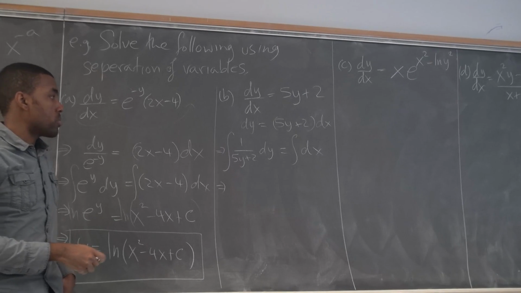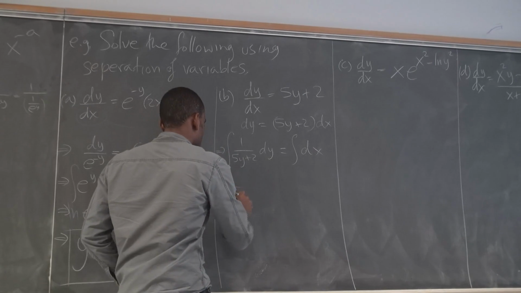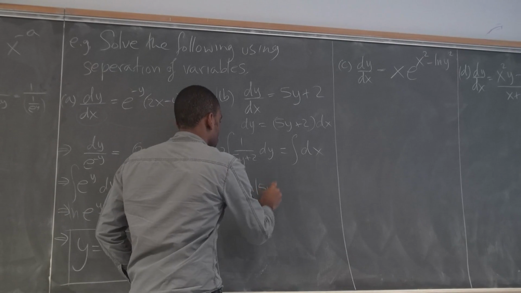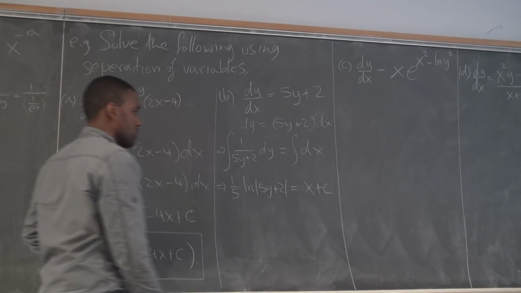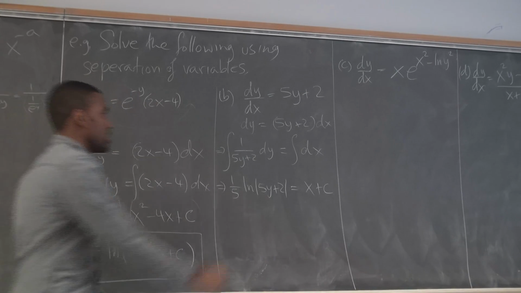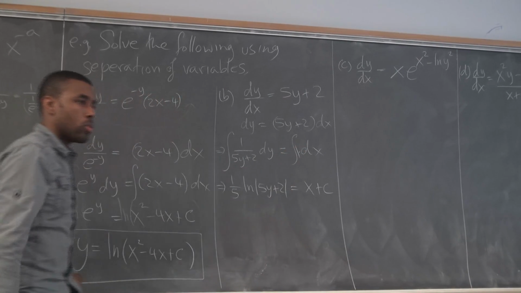1/5 ln y. Right? By substitution, 5y plus 2 equals x plus c. Oh, so that would just become x if there's nothing there. It would just be 1 times. Okay. You think of it as a 1. Got it.